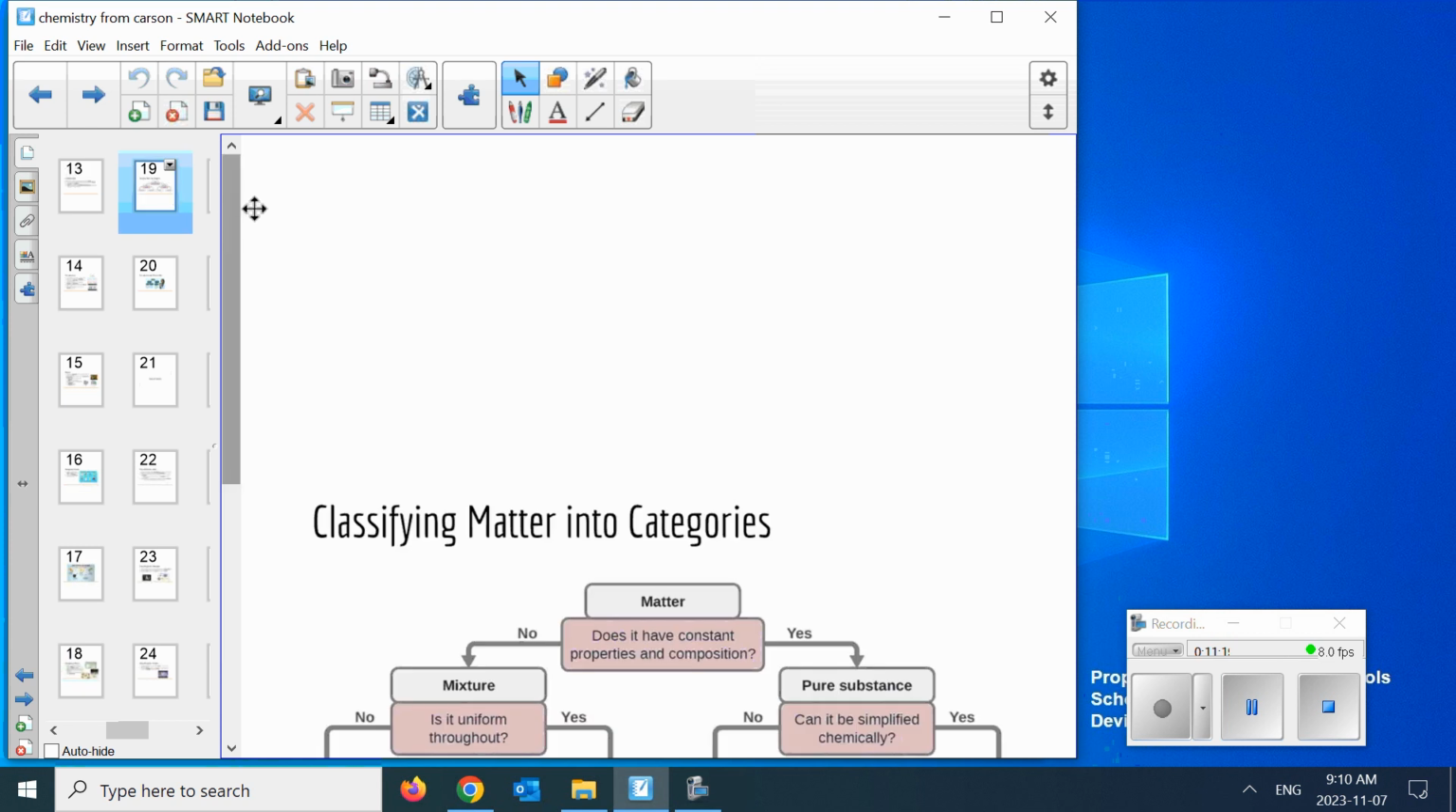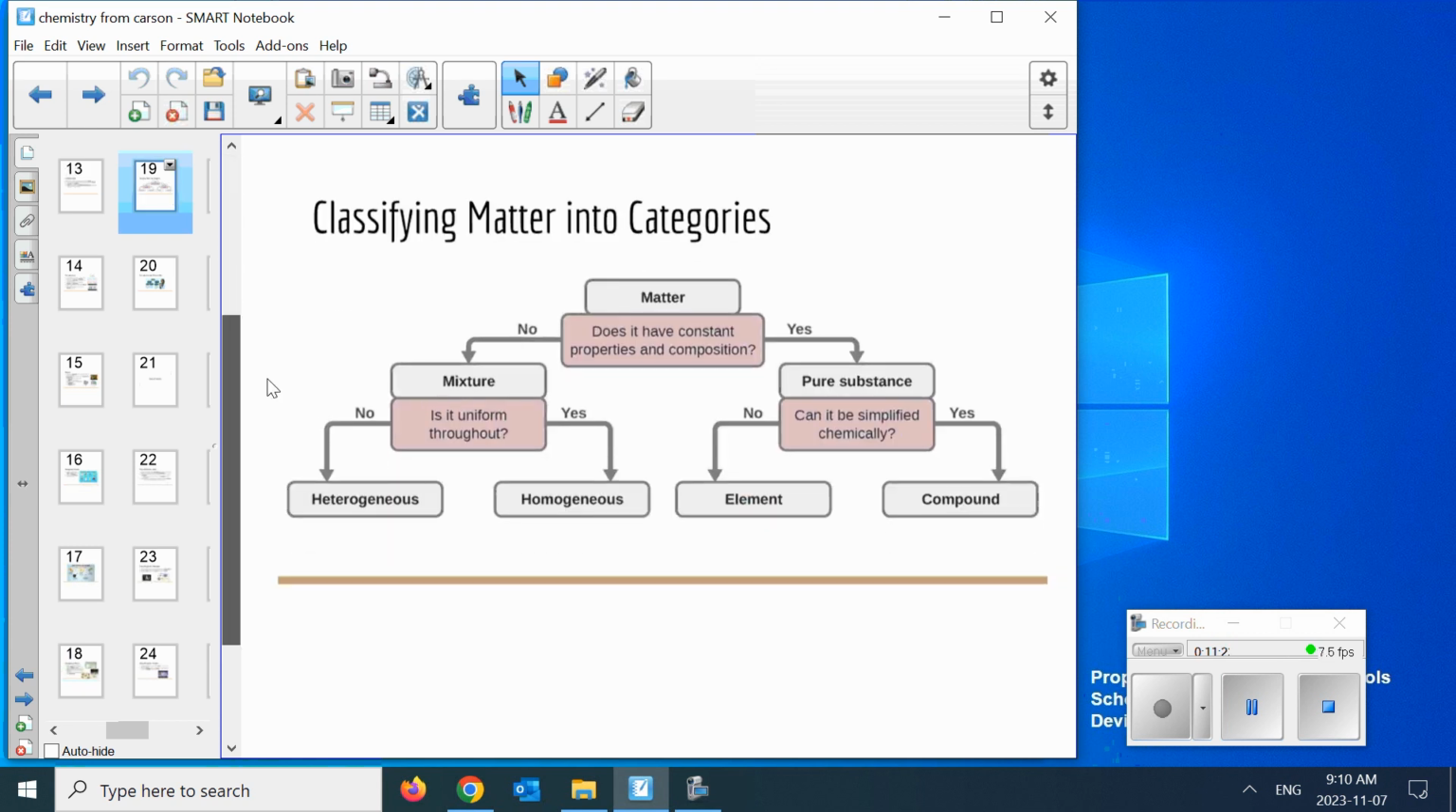19. Classifying matter into categories, and this is your last fill in the blank thing. Exactly. You have the flow chart, right? Matter, and then you got mixture or pure substance. You can just jot this down. Homogeneous, heterogeneous, or if it's a pure substance, element or compound. Then I have a few things for you.